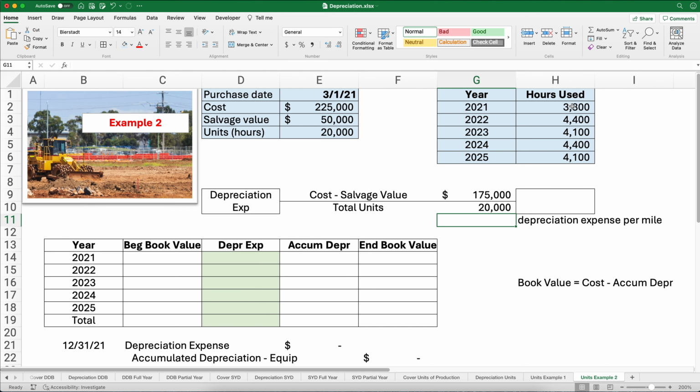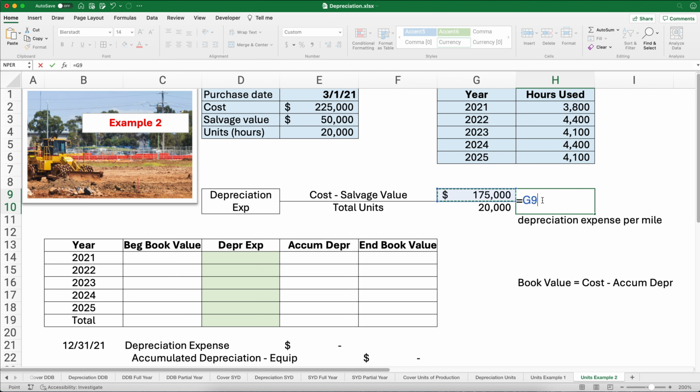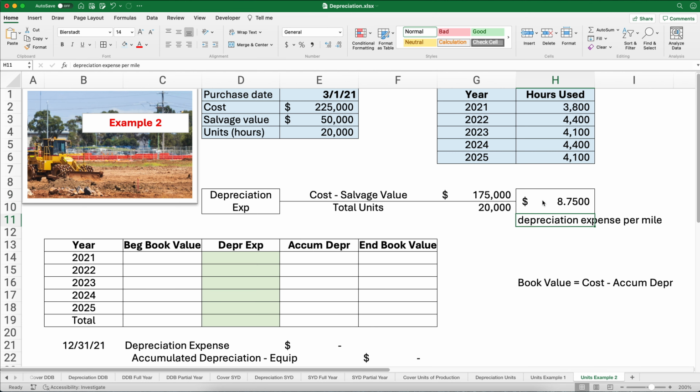Now, one thing we want to watch for, what's our total hours? Our total hours are just going to be slightly above 20,000. You see way down here the sum is 20,800, so we're going to have to adjust the fifth year. So 175,000 divided by the 20,000, we're going to depreciate not per mile but per hour. So let me change this to per hour. Every hour that the machine runs, we're going to depreciate $8.75.